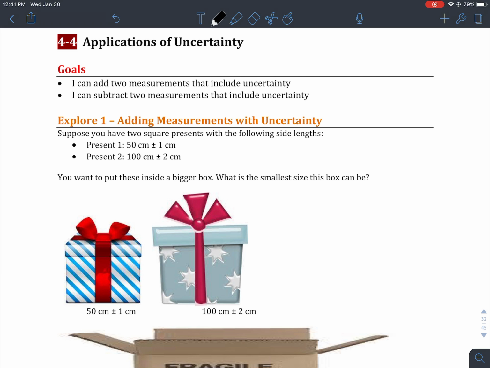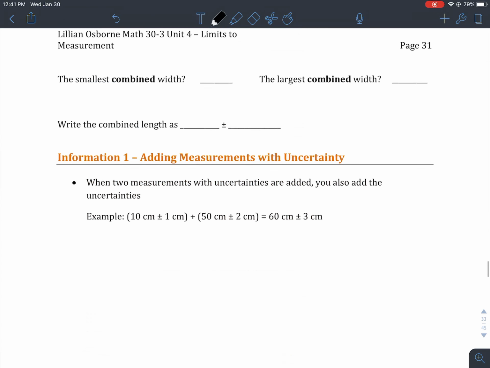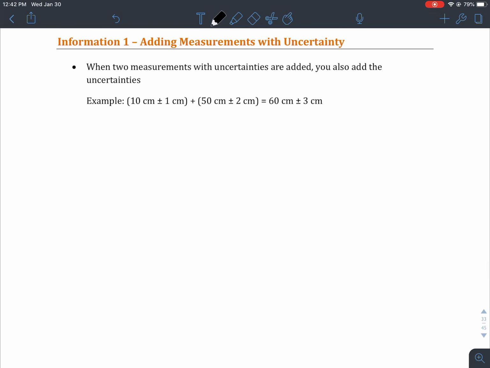All right, in this video we're going to talk about uncertainty and some of the applications that arise out of that fact where I have some numbers and I have some precision that I'm working with, and I have to figure out how to do operations with those numbers. Now, before we start doing this, we're going to actually skip this explore section and jump right down to this information piece here. And it says, so when two measurements with uncertainties are added together, you also add the uncertainties.